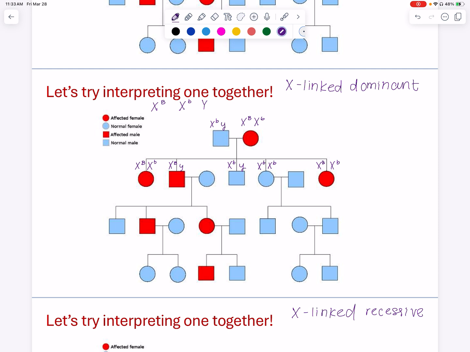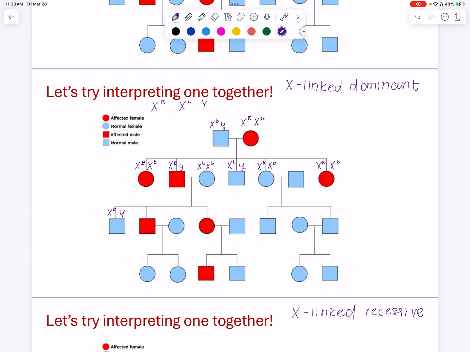So if we have this individual, this is going to be our affected male, shown here, and they are married to a normal female, and we know if this is a dominant trait that the genotype for this individual has got to be X little b, X little b. If we are looking at their offspring, we can see that they have a normal male, which would make sense because they have an X little b from mom and then that Y chromosome from dad.